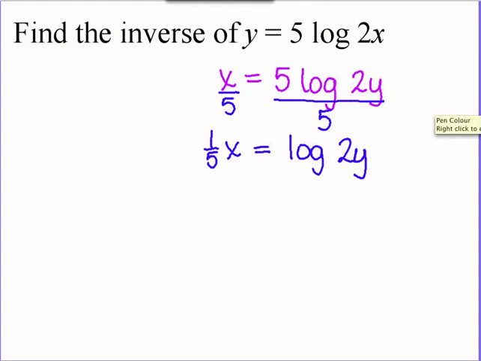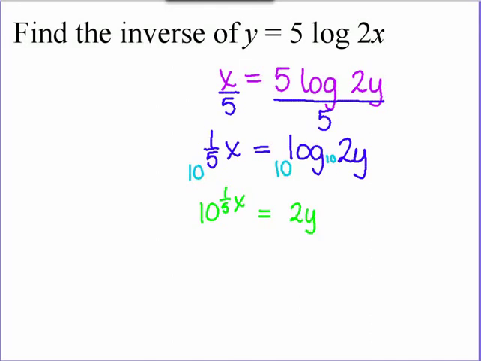10, because remember, this is the common log, and whenever there's nothing written, it's implied to be 10. And so since that's 10, how I can undo that is I'm going to place a 10 as the base, and then the others will be the exponents. So really what I end up getting is 10 to the 1/5 x equals 2y.